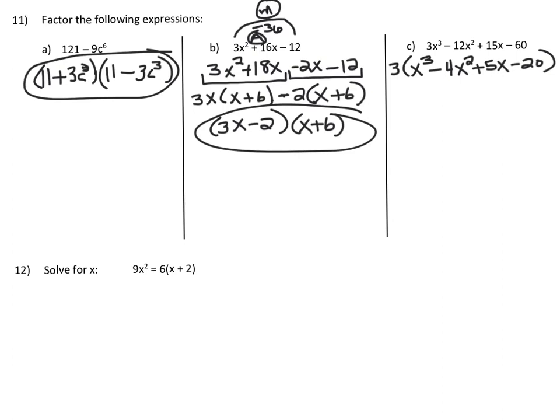Okay, so now once we pull out the greatest common factor, now we can look at our 4 terms and we could say, let's group the first 2 together and group the last 2 together. Now we could do grouping. All right, so out of these first 2 terms, we can pull out an x squared, which leaves us with x minus 4.